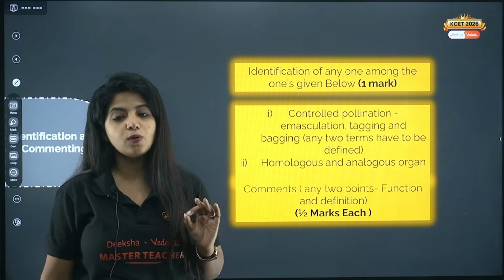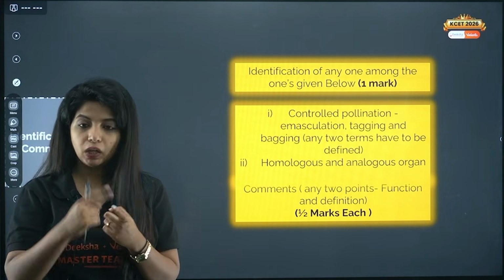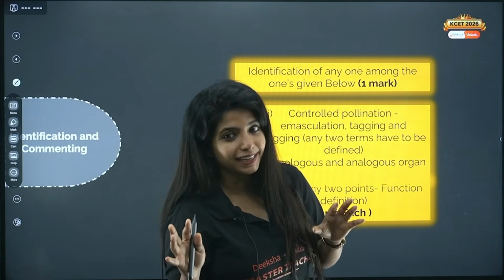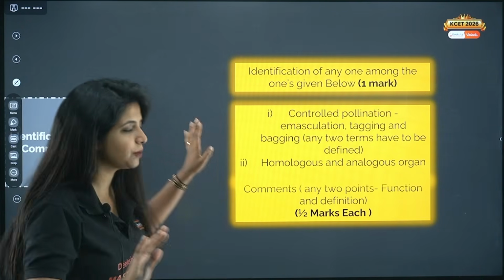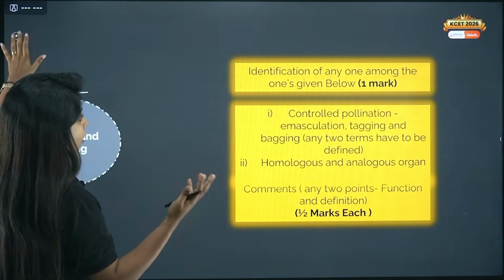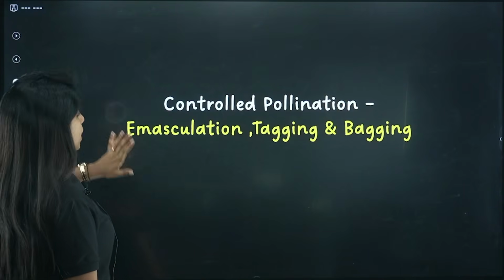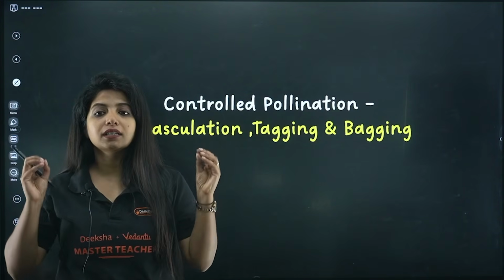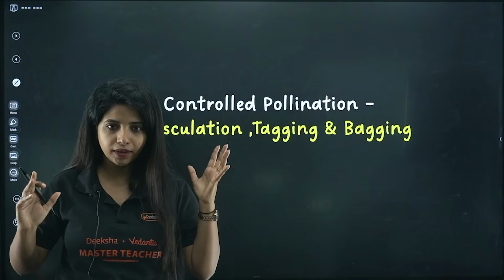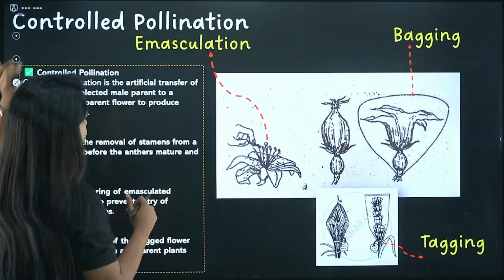Again, the marking goes like this. If you identify correctly, you get 1 mark. If you comment correctly on it, you get another 1 mark. So 1 plus 1, basically 2 marks. Now, as I already get the vibe that you are probably not understanding, let's go with the first thing. Suppose you have got controlled pollination. These are the steps.